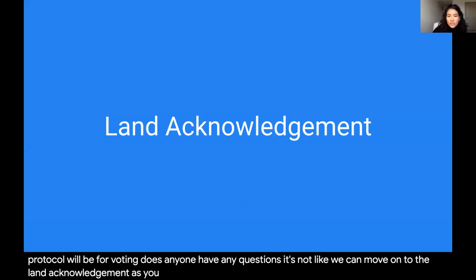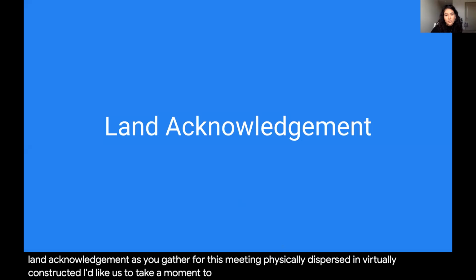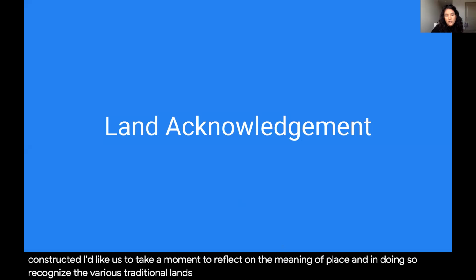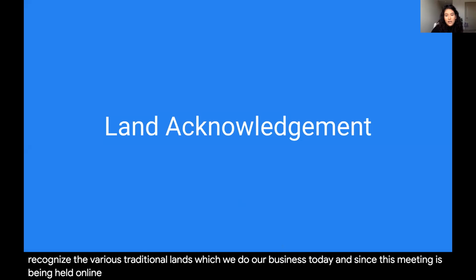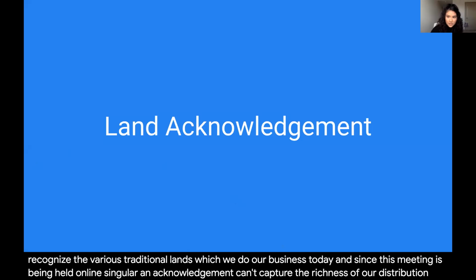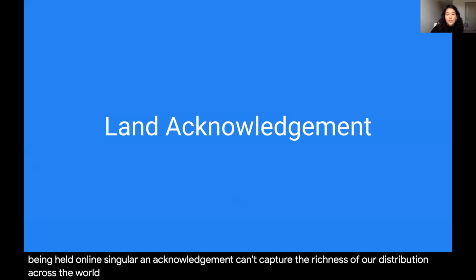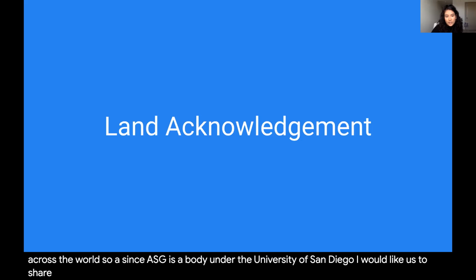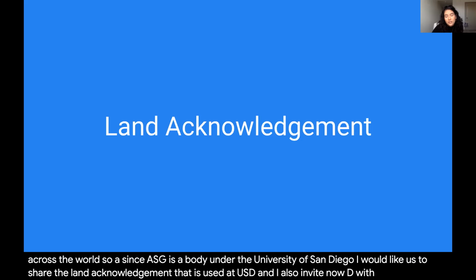So as we gather for this meeting, physically dispersed and virtually constructed, I'd like us to take a moment to reflect on the meaning of place, and in doing so, recognize the various traditional lands on which we do our business today. And since this meeting is being held online, a singular land acknowledgement can't capture the richness of our distribution across the world. So since ASG is a body under the University of San Diego, I would like us to share the land acknowledgement that is used at USD. And I also invite you all today to consider your own positionality with regard to the land where you find yourselves.